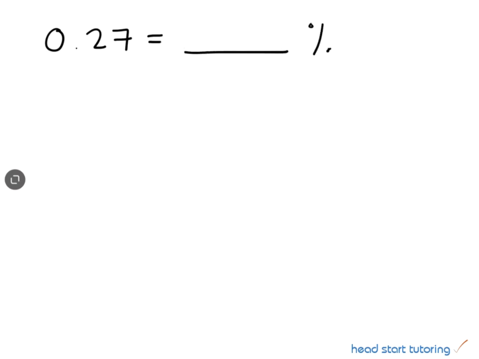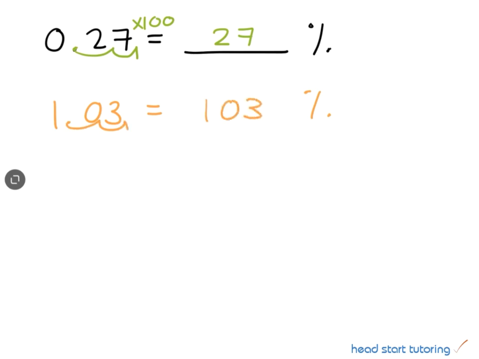When we are converting decimals into percentages, all we need to do is multiply by 100. So if we would like to convert 0.27 into a percentage, we multiply by 100. So we move our decimal point 2 places to the right, and we get an answer of 27%. If I would like to convert 1.03 into a percentage, I need to multiply 1.03 by 100. So I move my decimal point 2 places to the right to get a percentage of 103%.